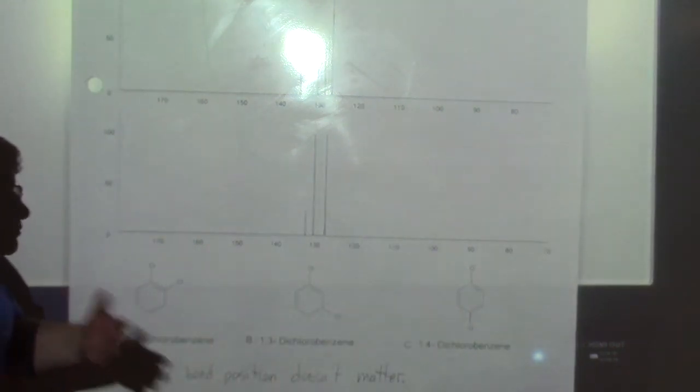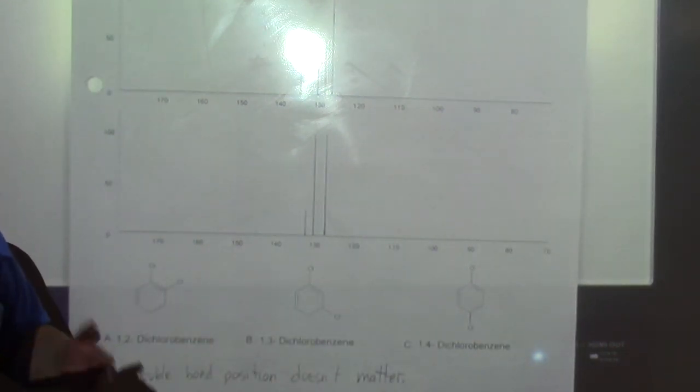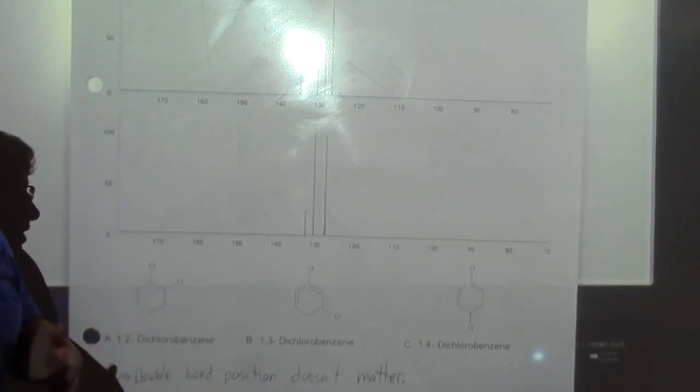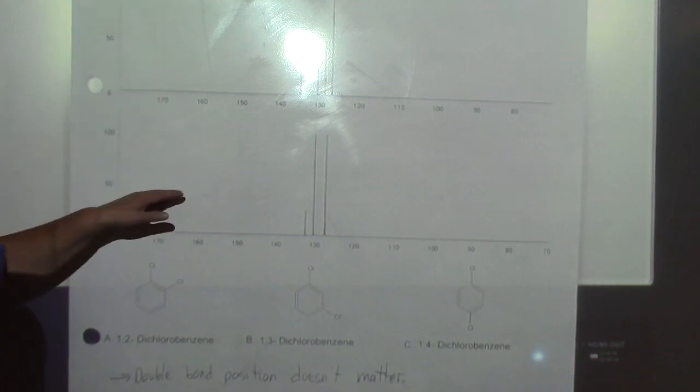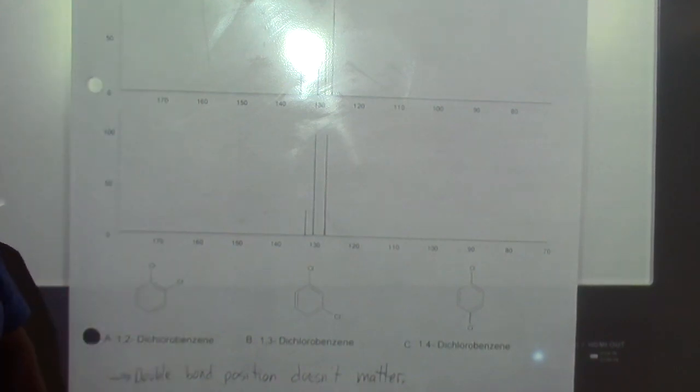One of them has 2, one of them has 3, and one of them has 4. Figure out which one of them has what, so that you then can match A, B, and C with these spectra. So pause the video here and work on that problem.